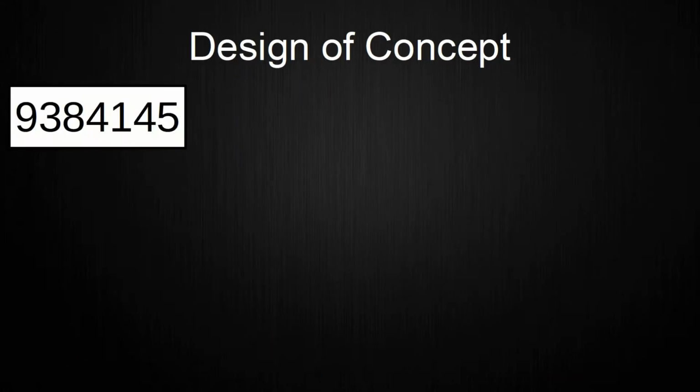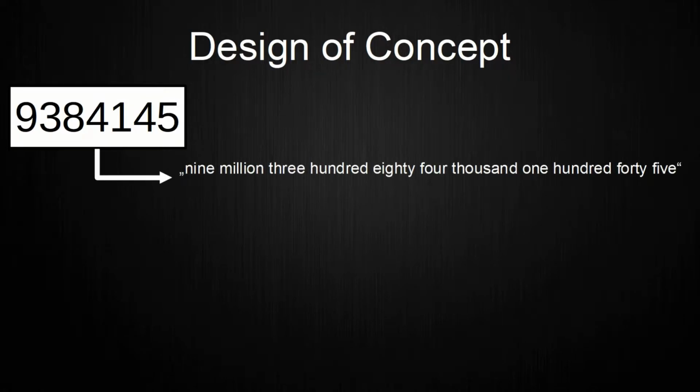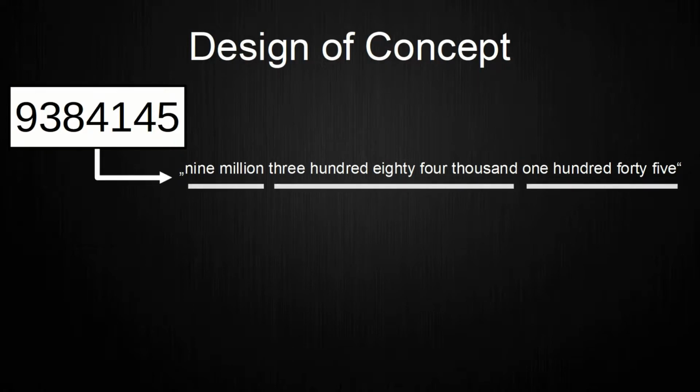Here's an example. This number is 9,384,145, meaning it has 7 digits. We naturally know that this number contains the words nine million, three hundred eighty-four thousand, one hundred forty-five. If we take a closer look at how these words are structured, there's always some group of 3 digits appended by their decimal place. For example, the 145 is the first triplet and has no additional decimal place. The next triplet, 384,000, is the next triplet with a decimal place of 1,000. The last triplet is the 9 million. This still counts as a triplet, even though it only contains 1 digit.